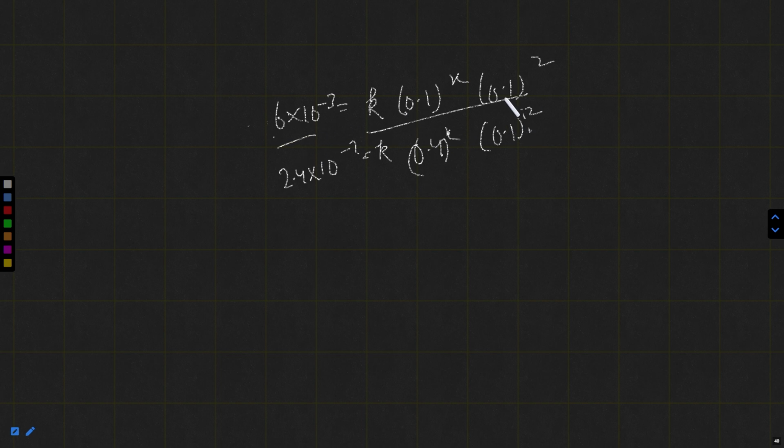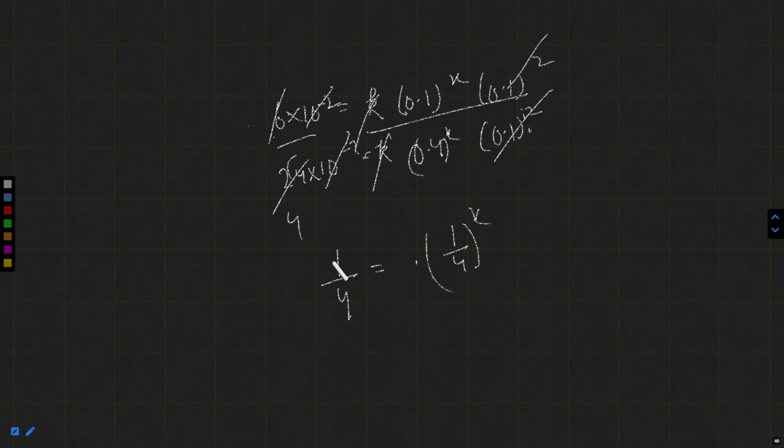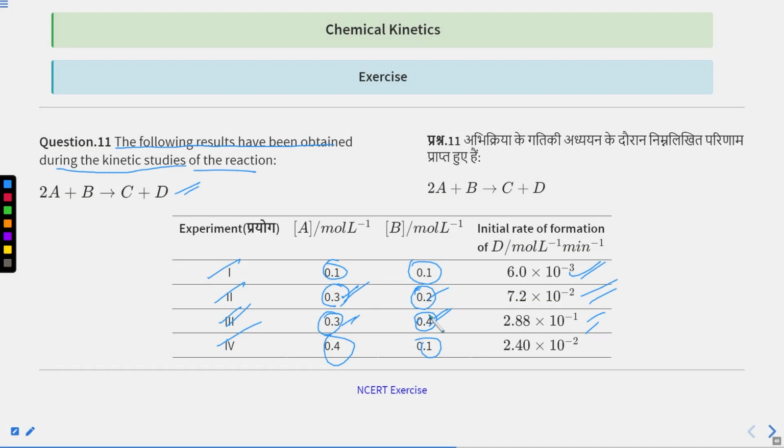Now divide both of these again. Cancel out. Cancel. What about this? 6 fours are 24. This and this will be cancelled. We'll get it as 1 by 4. Clear? And this will also be 1 by 4 to the power x. Obviously, x is equal to 1. So we can write that y is equal to 2 and x is equal to 1.